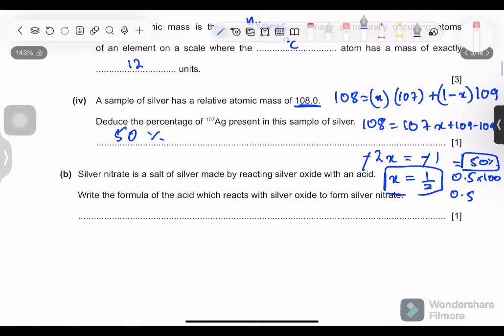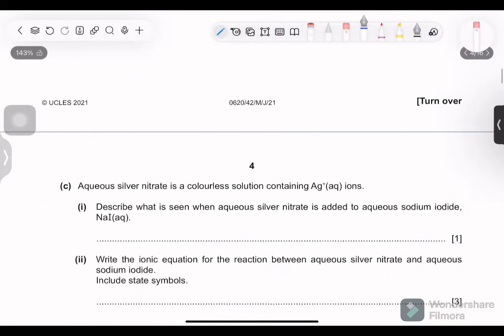Silver nitrate is a salt of silver made by reacting silver oxide with an acid. Write the formula of the acid which reacts with silver oxide to form silver nitrate. So it's an acid, which means it should have H plus ions, and the forming product is nitrate. So the acid should be nitric acid.